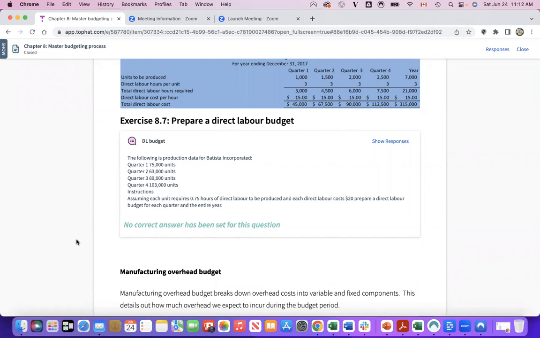They expect to produce 75,000 units in quarter one, 63,000 in quarter two, 89,000 in quarter three, and 103,000 in quarter four. Assuming each unit requires 0.75 hours of direct labor to be produced, and each direct labor hour costs $20 per direct labor hour, prepare a direct labor budget for each quarter and the entire year.